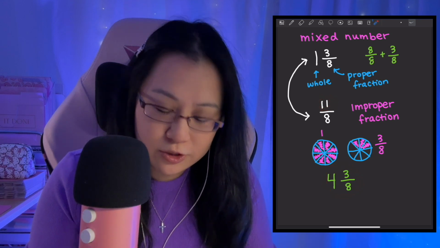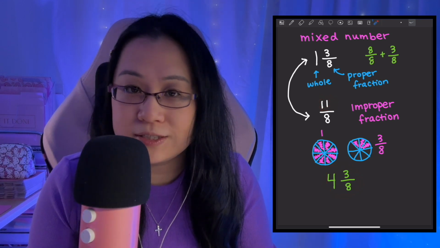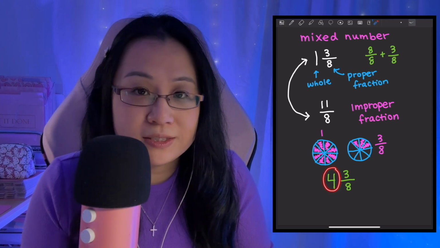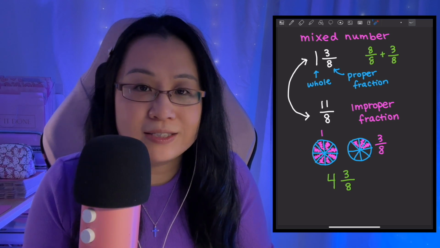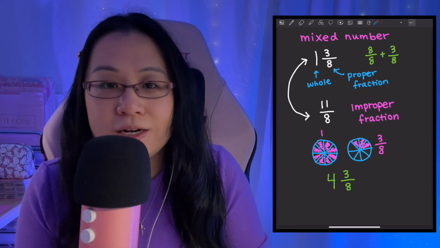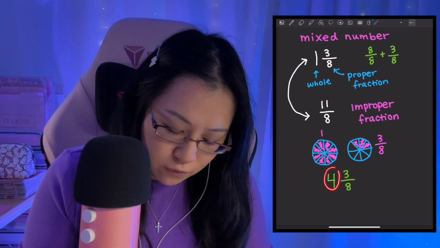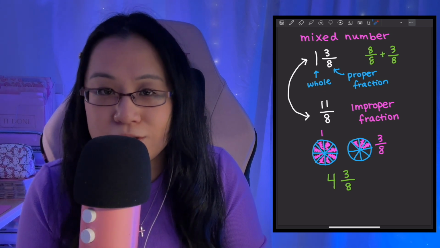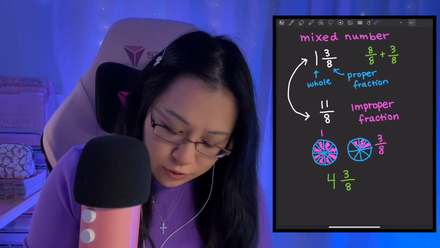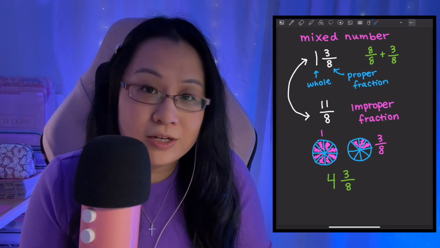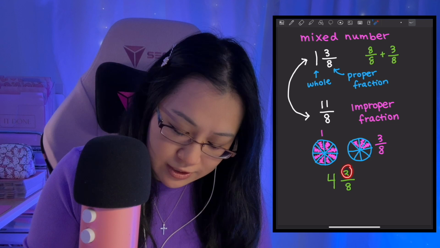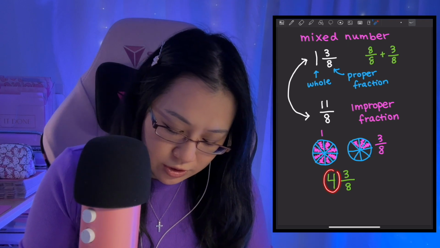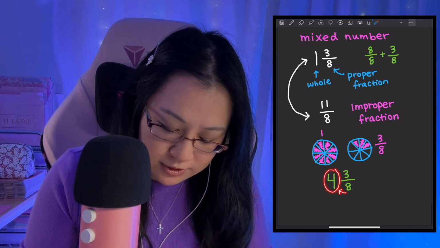Here, I want to count the total number of slices. So, with my 4 whole pizzas, each pizza has 8 slices, right? So for 4 whole pizzas, I have 4 times 8, which is 32. So I'd have 32 whole 1/8 slices, and then I have an additional 3 1/8 slices. So this would be 4 times 8.